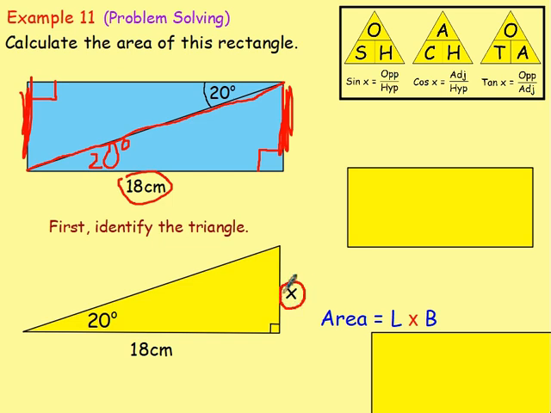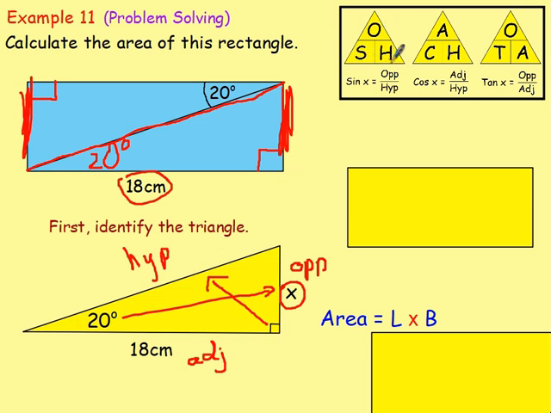So I'm just going to put an X beside this side. That's what we want to know. So we can do length times breadth for the rectangle. First of all, to work out X, label your sides. Across from the right angle, we have the hypotenuse. Good. So we put HYP for hypotenuse. Across from the angle, that there is the opposite, OPP for opposite. And this side here is the adjacent. So ADJ goes there.